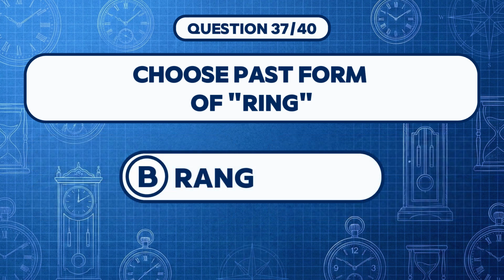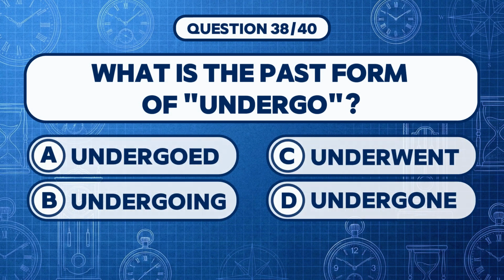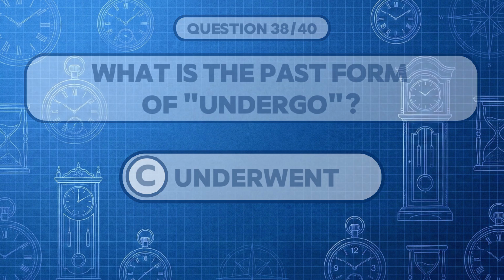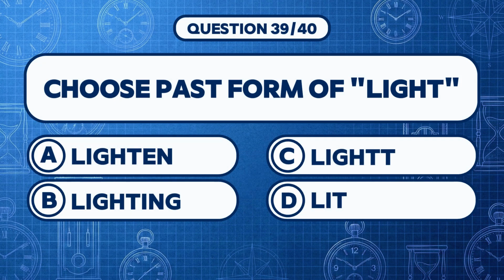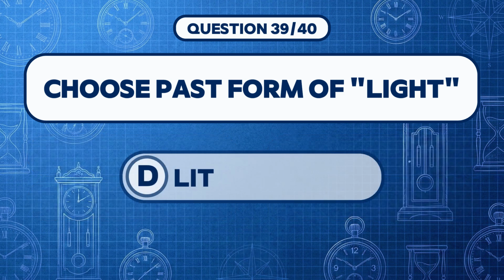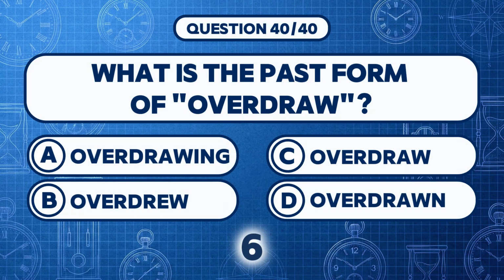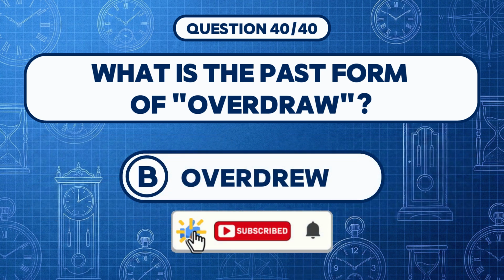Answer B, rang. What is the past form of undergo? Answer C, underwent. Choose past form of light. Answer D, lit. What is the past form of overdraw? Answer B, overdrew.